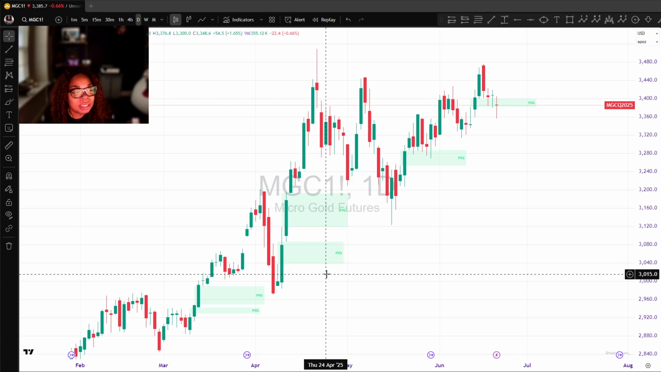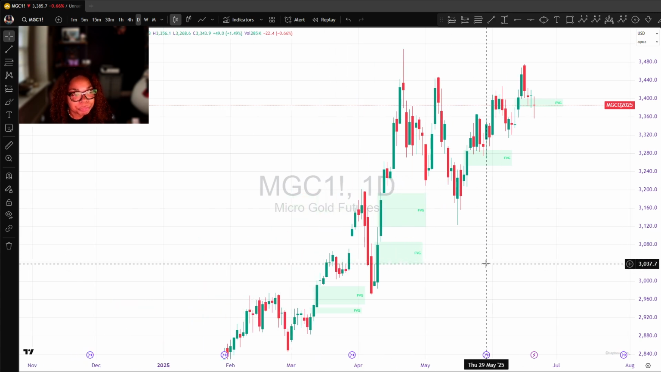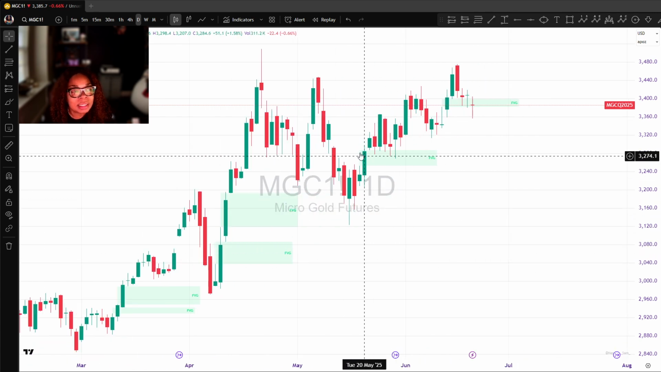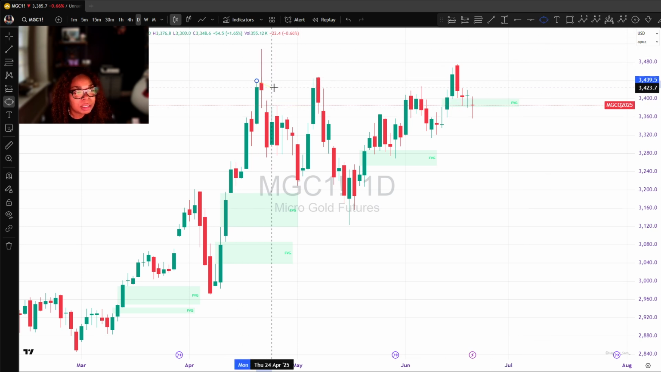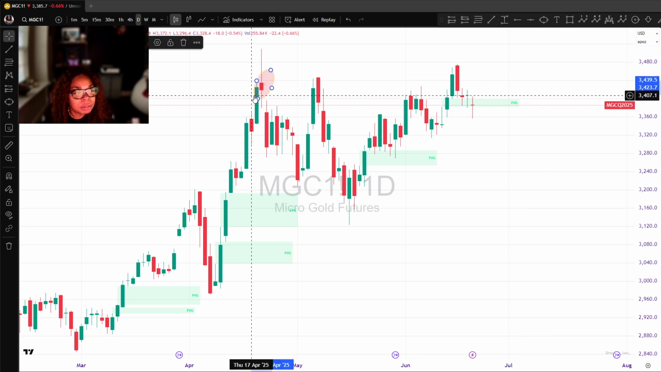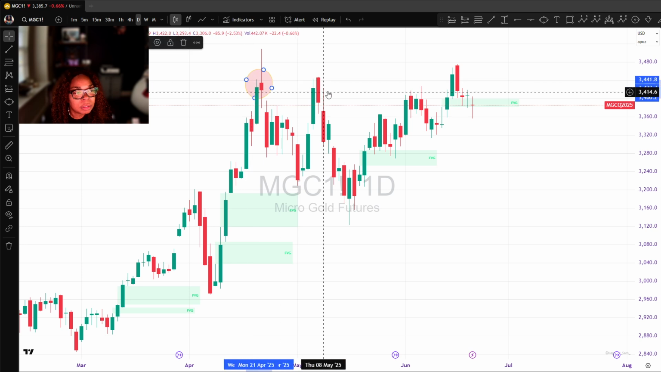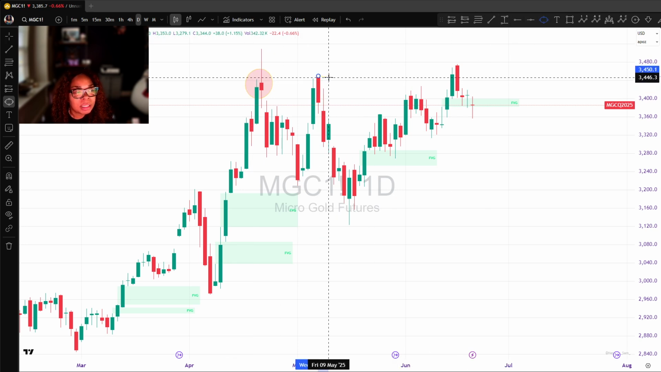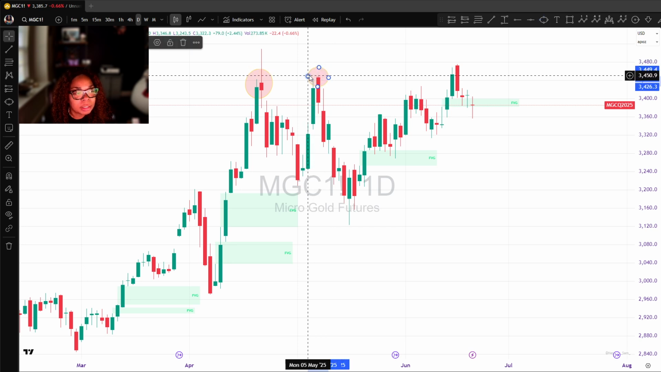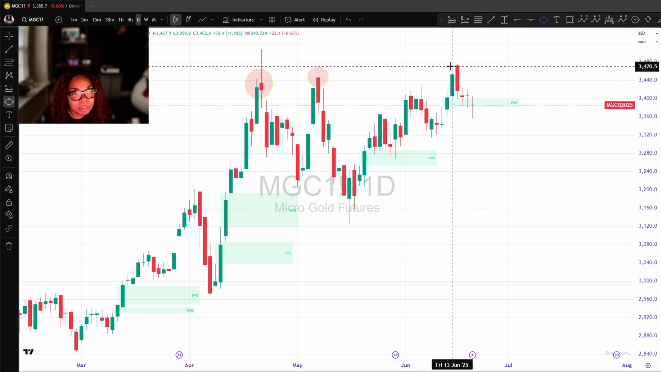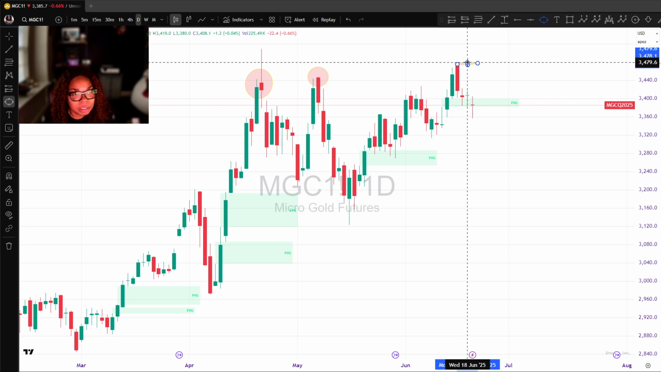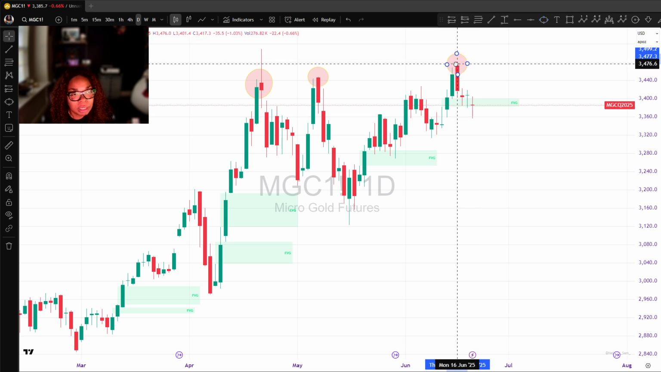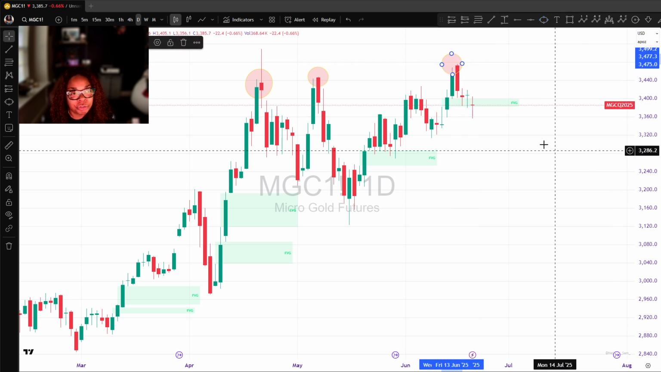So if we're just looking at gold, we can see that it is in an uptrend. So here, higher highs and higher lows. And this is a higher high from the previous high. This is a swing high. This is what we call swing highs. And then if we look here, this is a higher high from that previous high. So that's considered an uptrend in trading.